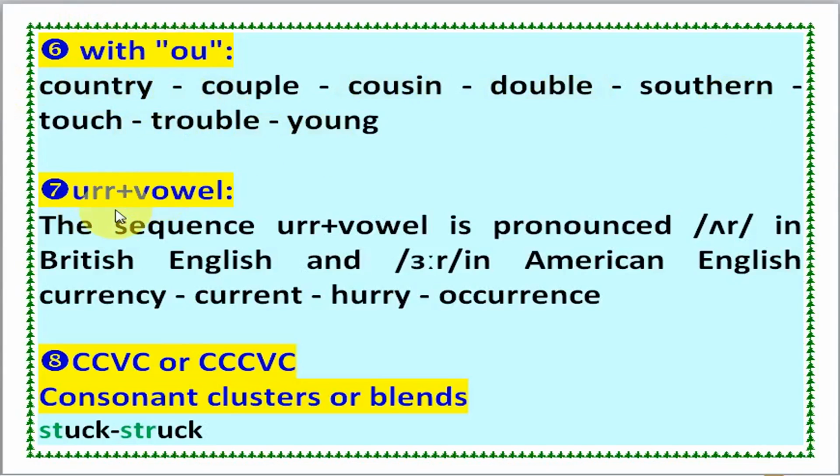URR plus vowel. The sequence URR plus vowel is pronounced with short U in British English and with an R-colored vowel in American English. So currency, current, hurry, occurrence. CCVC or CCCVC consonant clusters or blends, like stuck and struck.